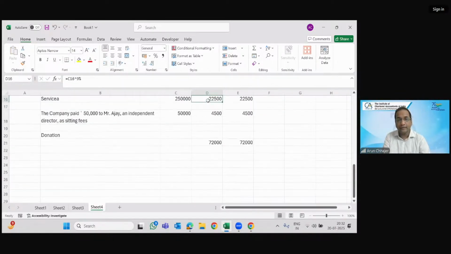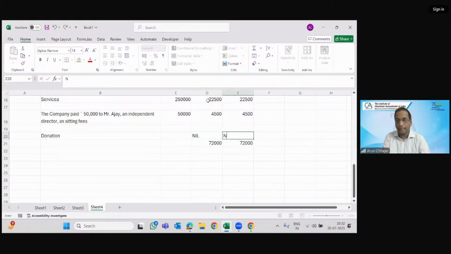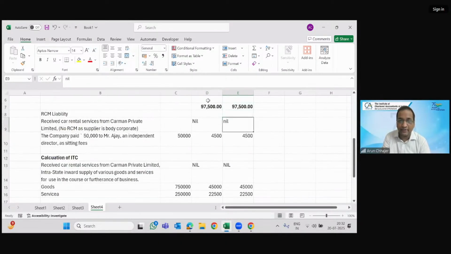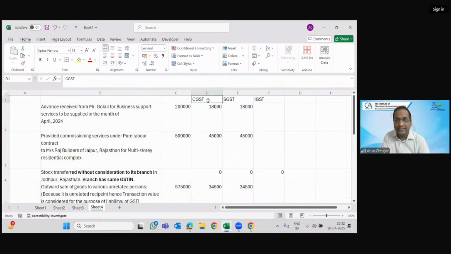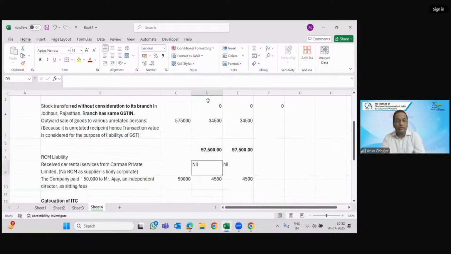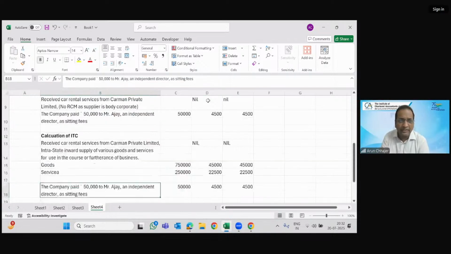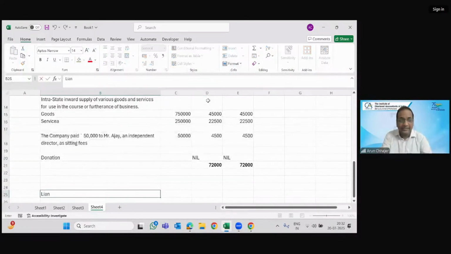Okay, you give the reason whatever we have discussed. The total ITC is 72,000 CGST, 72,000 SGST. And what is the total liability? Total liability is 97. So now let me make one table. Liability.